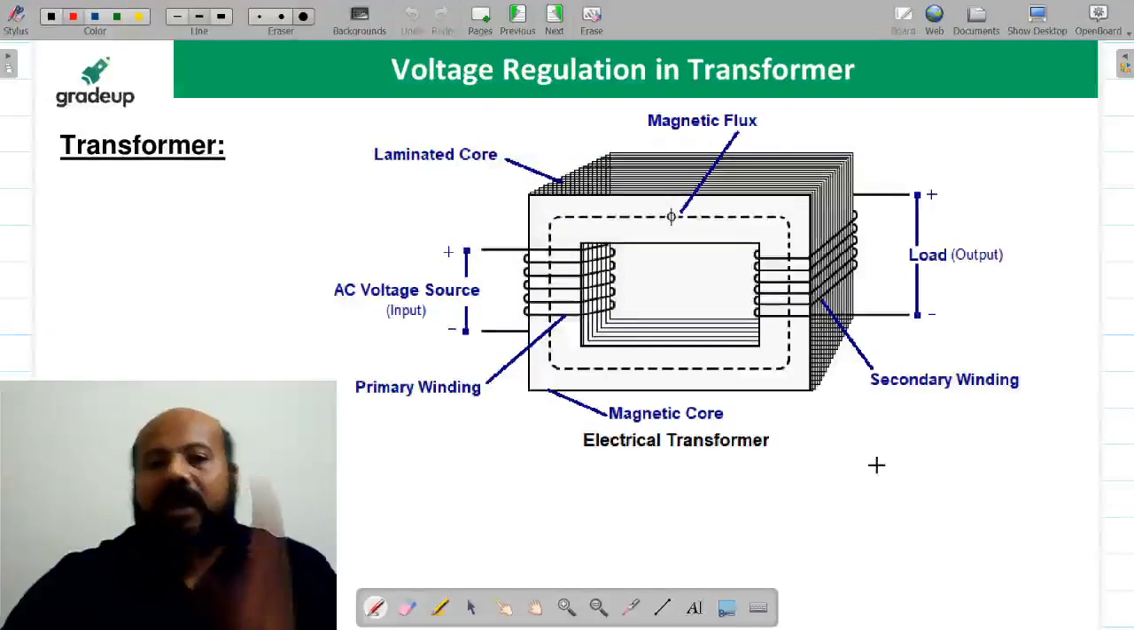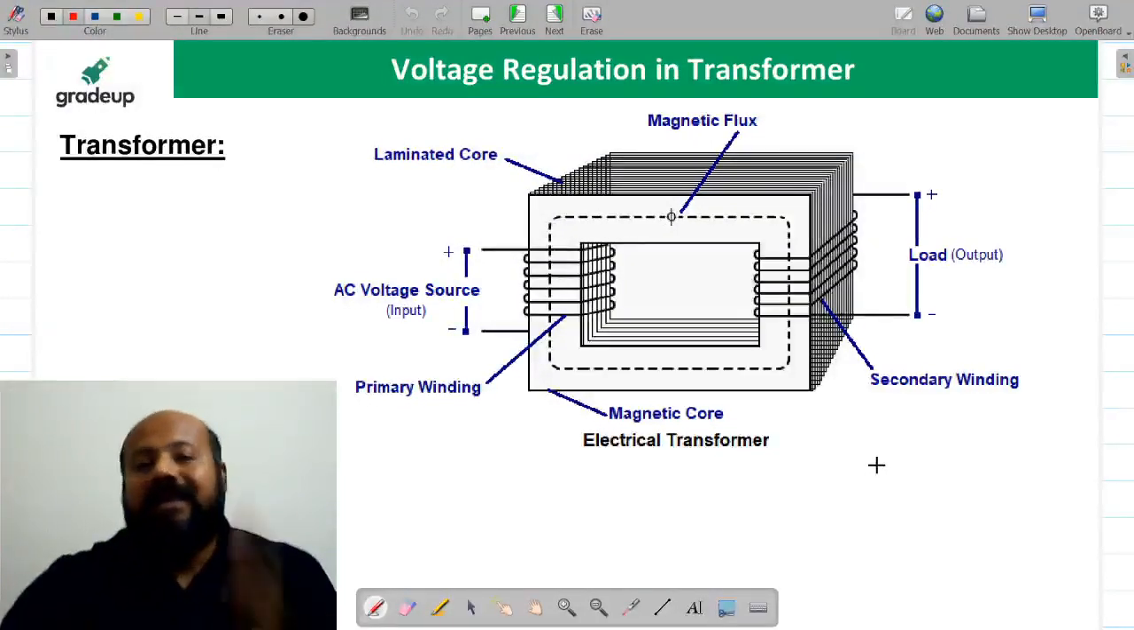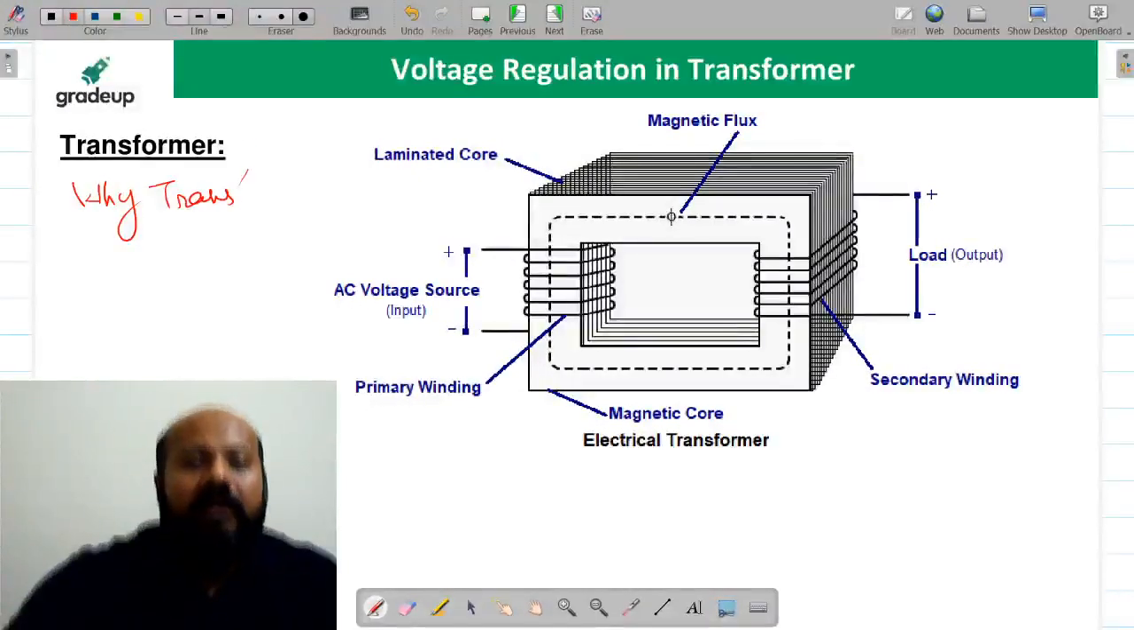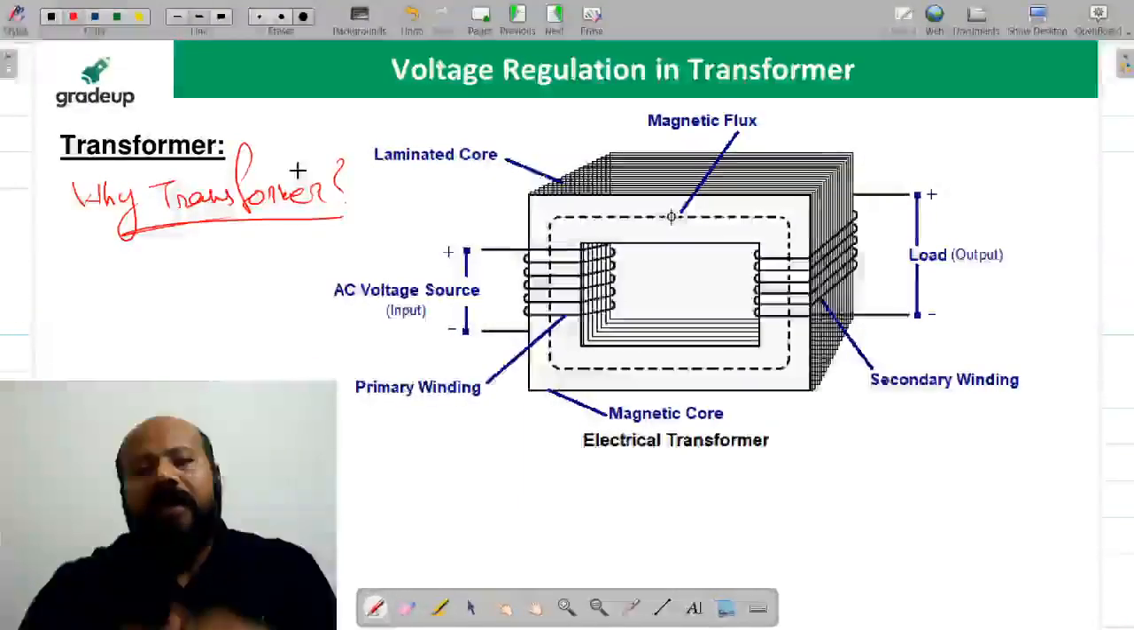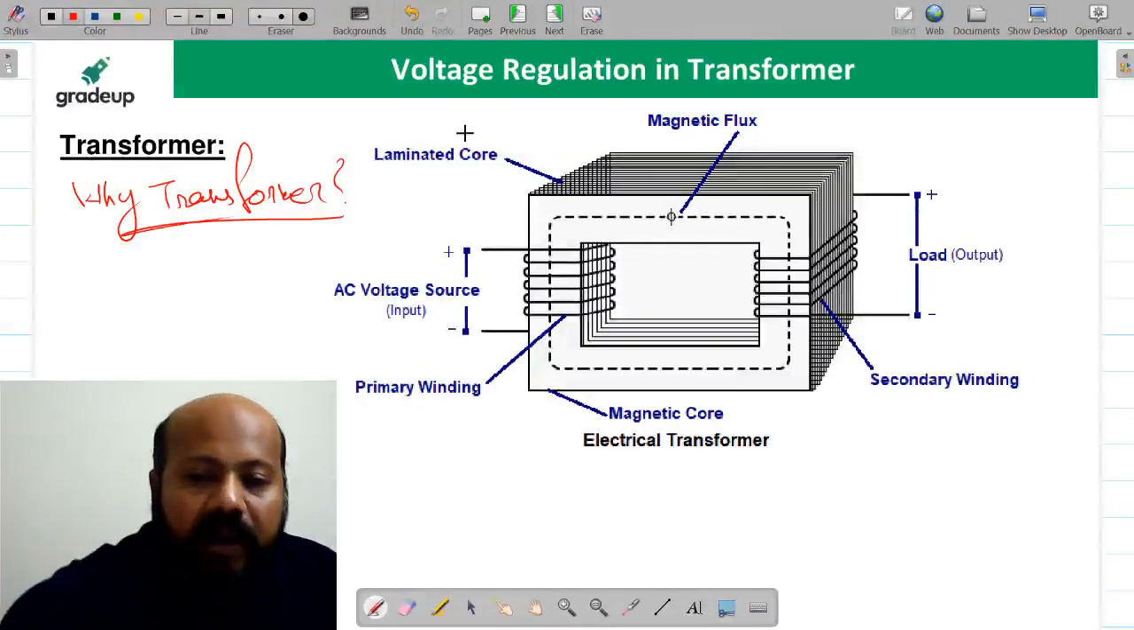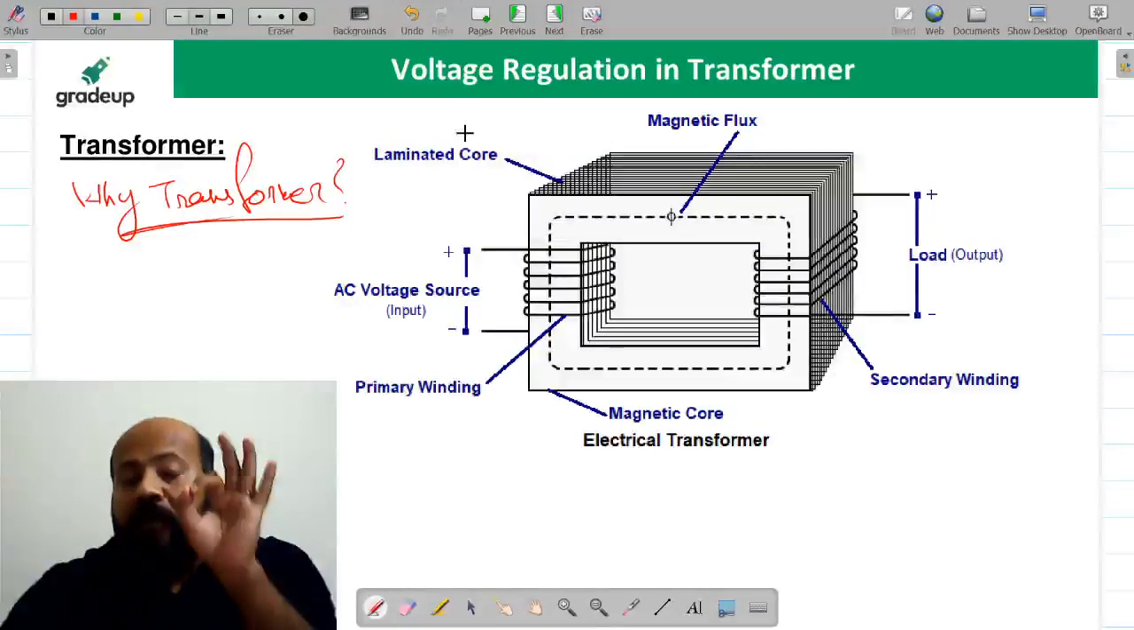So we are going to start transformer, but yesterday's question I will be continuing from there only. Yesterday I asked a very basic question. Why are we so much worried about this transformer? So many candidates gave different answers. But the real idea is, if you see, transformer is such a beautiful device.